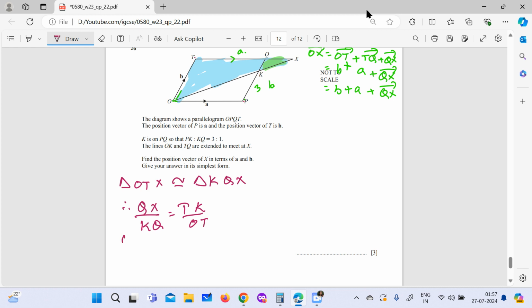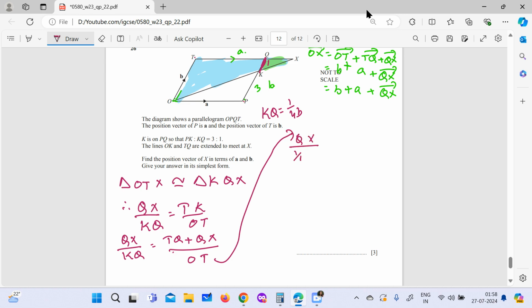So I will write it again now. QX upon KQ equals TQ plus QX over OT. Now we can write the values here. What will be the value of KQ? This is one part of this whole B. The total number of parts is 4, 3 plus 1. So KQ you can write as 1 over 4B.